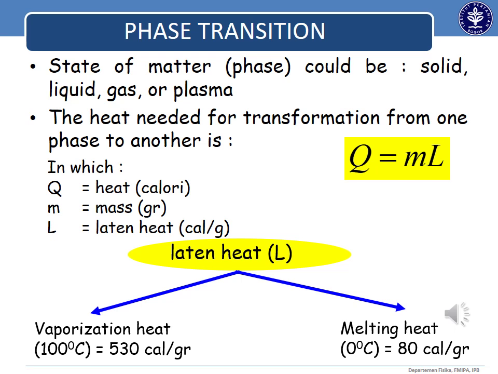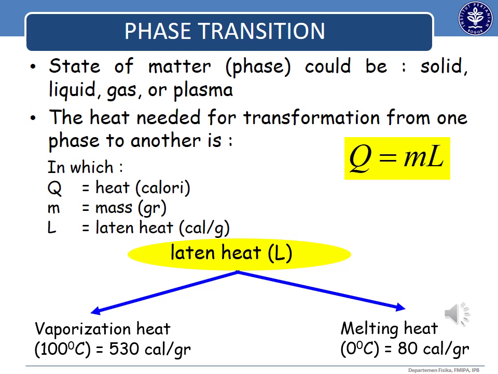State of matter could be solid, liquid, gas, or plasma. Plasma is also gas, but a gas of ions. The heat needed for transformation from one phase to another is Q equals m L, where L is the latent heat. Latent heat is the energy needed to change from one phase to another phase.